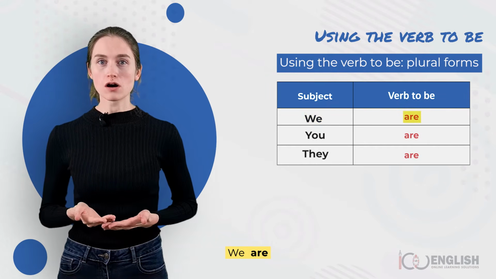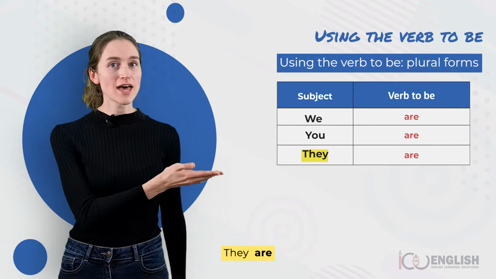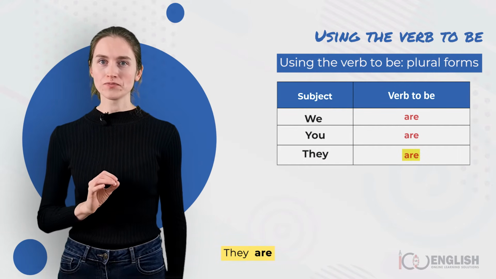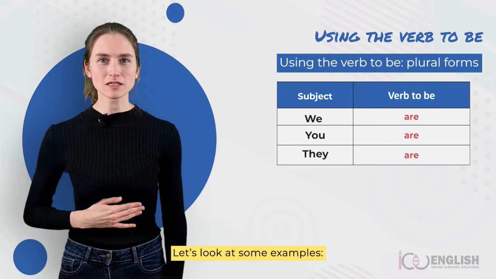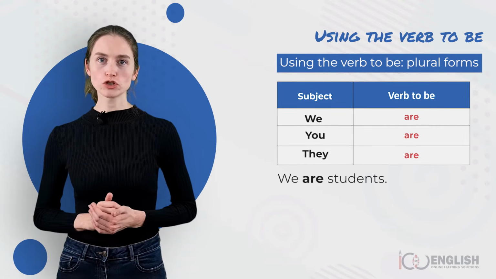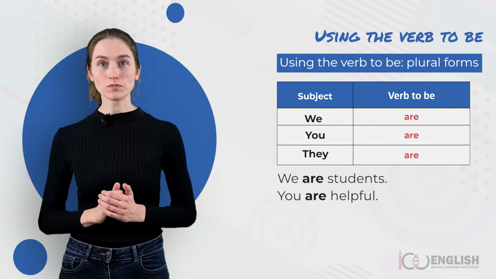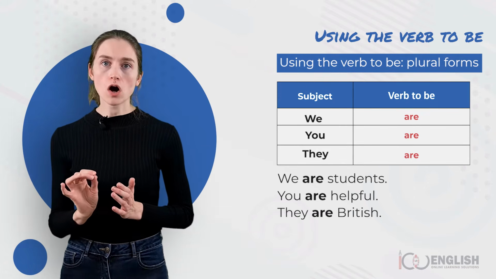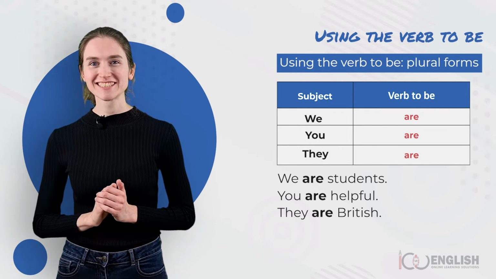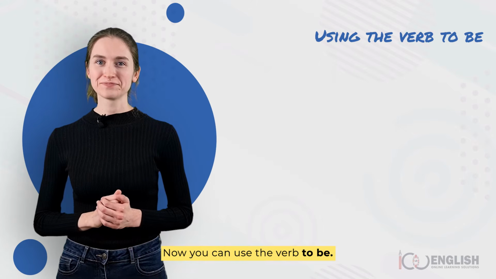We are. You are. They are. Let's look at some examples. We are students. You are helpful. They are British. Now you can use the verb to be.